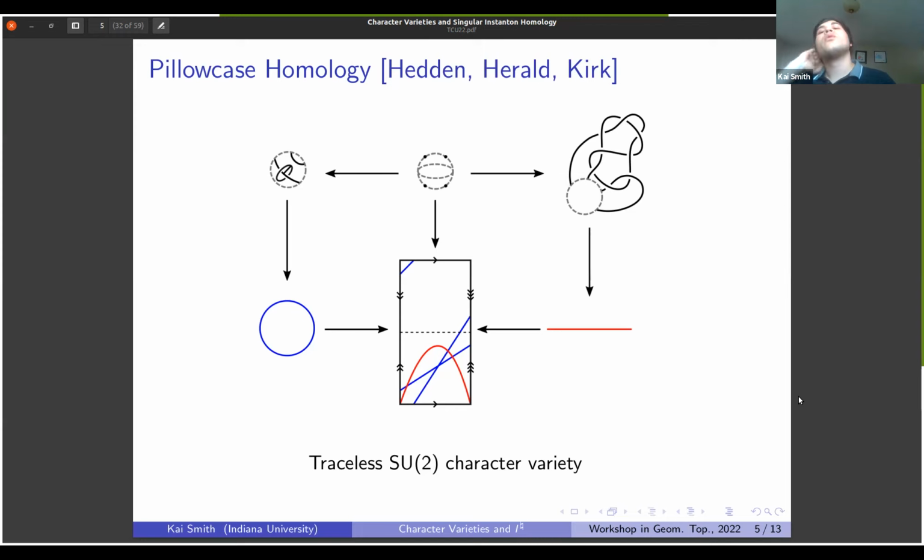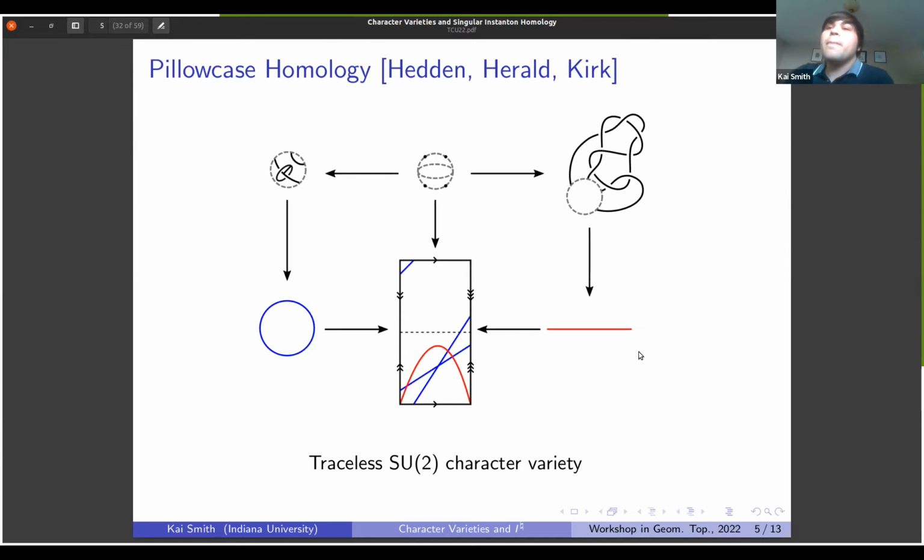Sorry, so what are the blue circle and the red arcs? Yeah, so the traceless SU2 character variety of this tangle complement is the blue circle, and this tangle complement gives you the red arc. Again, that's looking at those homomorphisms from pi1 to SU2 satisfying some holonomy restrictions, satisfying that meridians should get sent to traceless things.